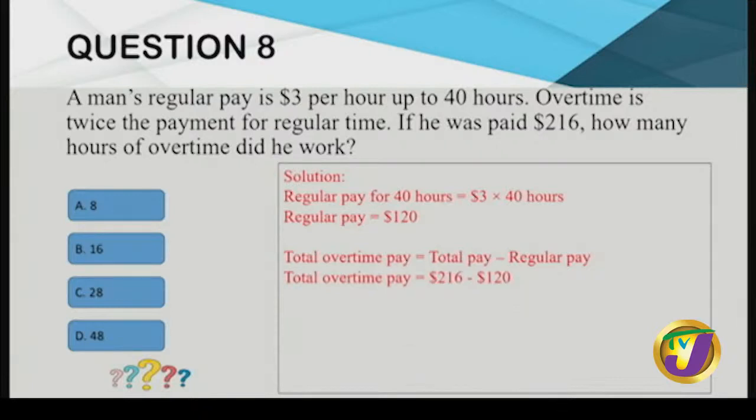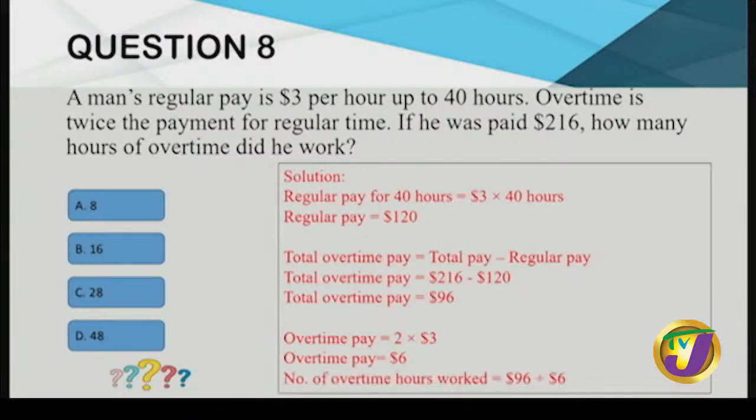So the rest would be for overtime. And remember, this overtime is calculated at $6 per hour. So we know that the overtime pay is $96. To find the number of hours, we divide $96 by $6. Notice that we subtract the regular pay from the total pay to give us the amount of money earned for overtime hours, and as we said, we got $96.